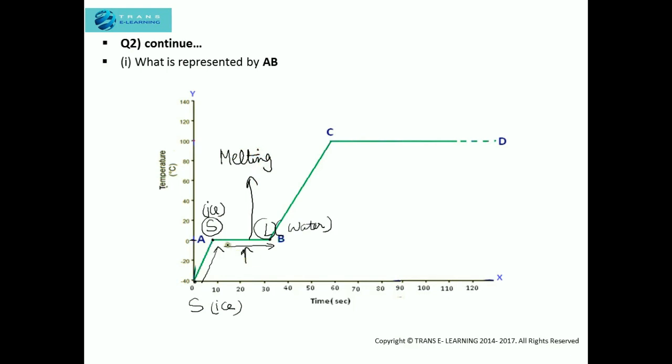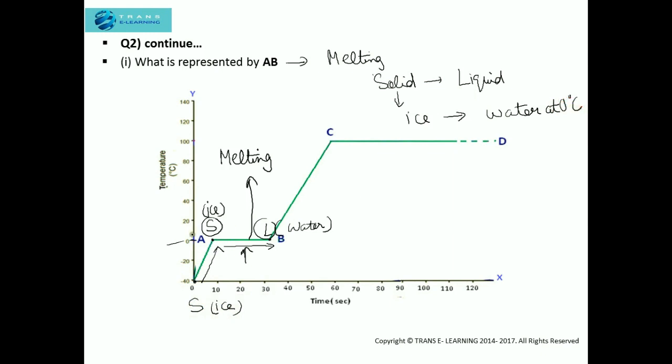So what does this AB represent? The AB represents the process of melting. That means the process of changing of a solid into a liquid. In this case it will be ice changing into water at 0 degrees Celsius. You can see here that this temperature is 0 degrees Celsius at which ice changes into water without any rise in temperature on heating. And the heat required to change the ice into water will be mL, where L is the latent heat of fusion.